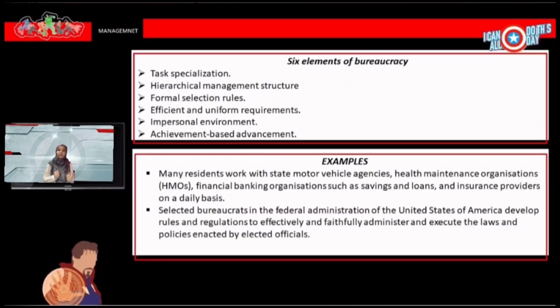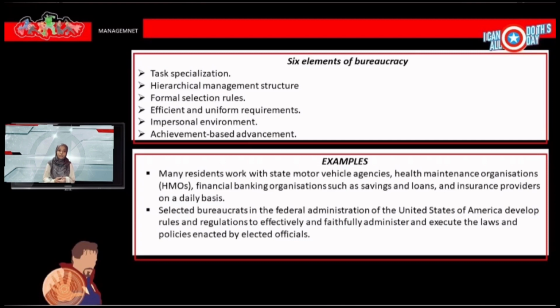There are 6 elements of bureaucracy. First, task specialization. Second is hierarchical management structure. Third is formal selection rules. Fourth is efficient and uniform requirement. Fifth is impersonal environment, and the last one is achievement-based advancement.